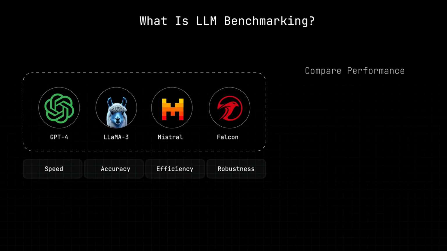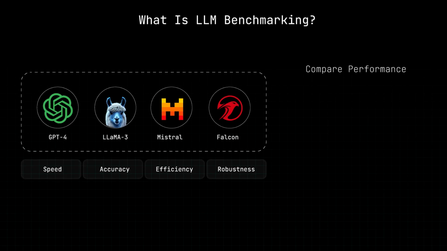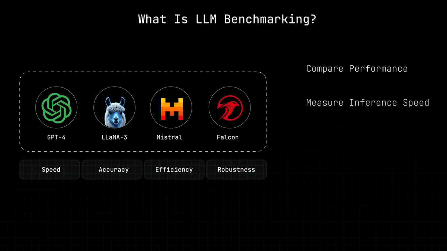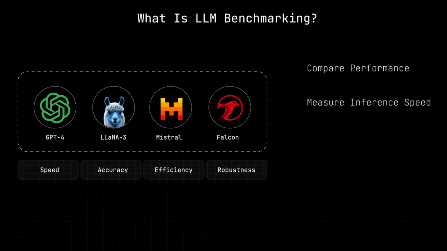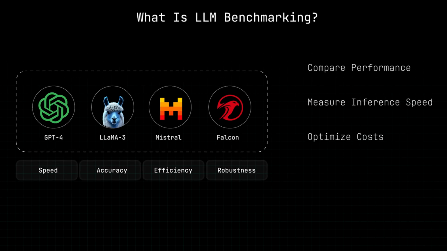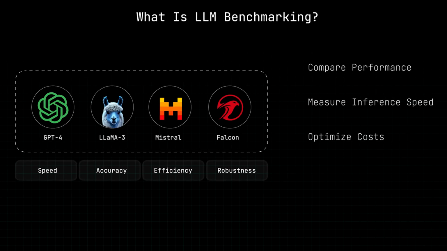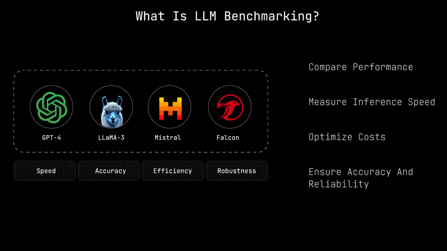It helps you decide which model to use, whether you need a chatbot, a translation tool, or a code generation assistant. It measures how fast the models respond, ensuring your applications are responsive. It assists in optimizing cost by identifying models with the best performance-to-cost ratio. And it confirms that the model performs reliably and accurately in real-world conditions.